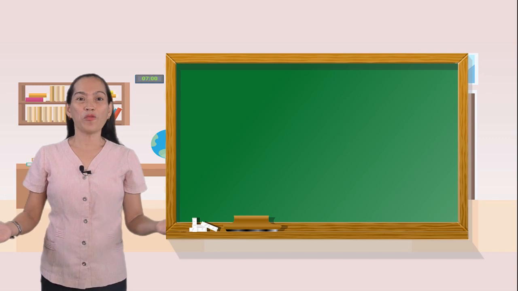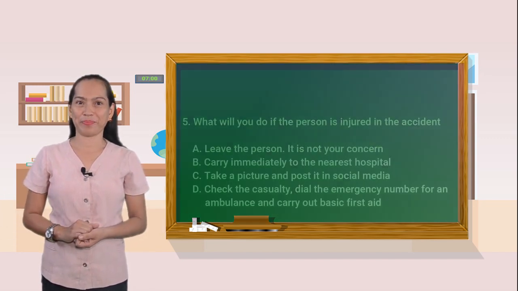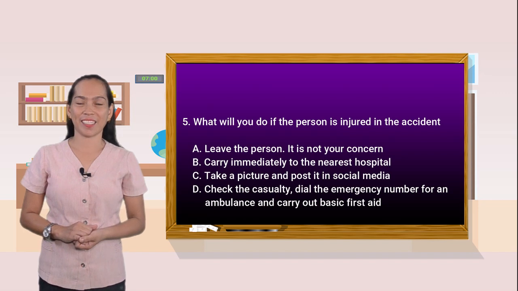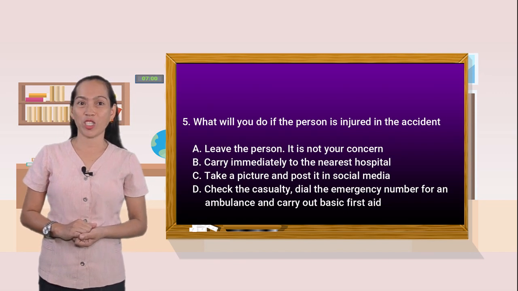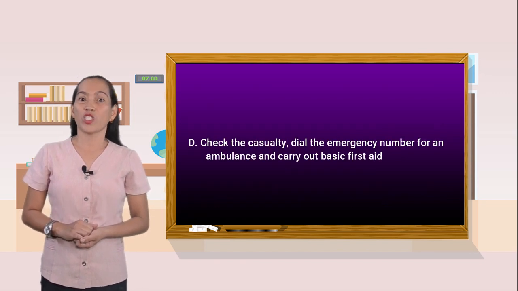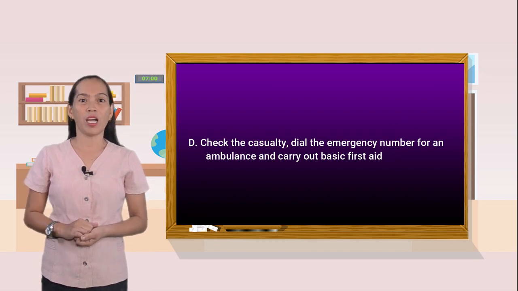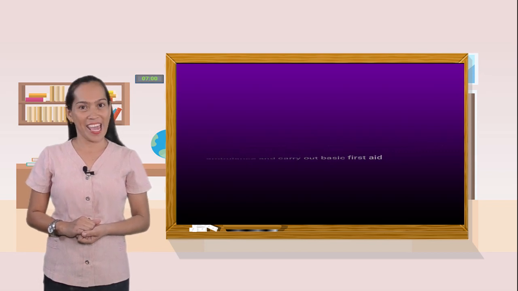And now for the last number, question number 5. What will you do if the person is injured in the accident? The correct answer is letter D. Check the casualty, dial the emergency number for an ambulance, and carry out basic first aid.